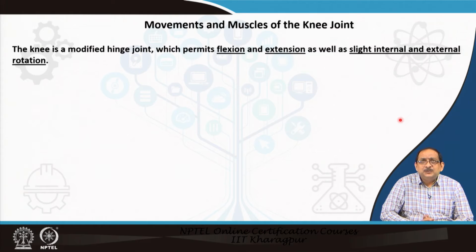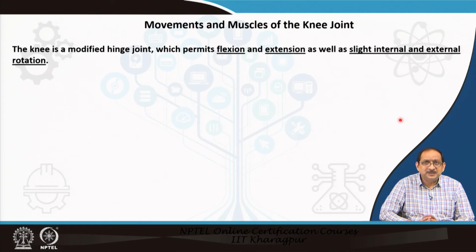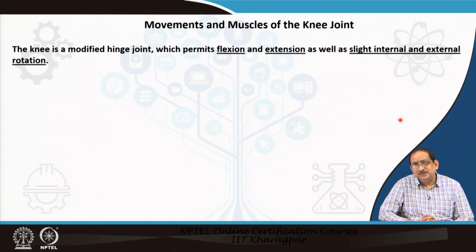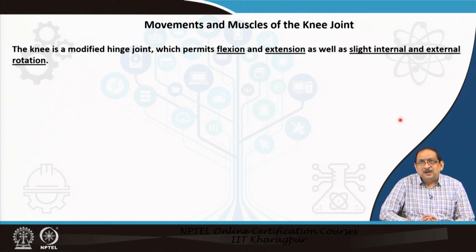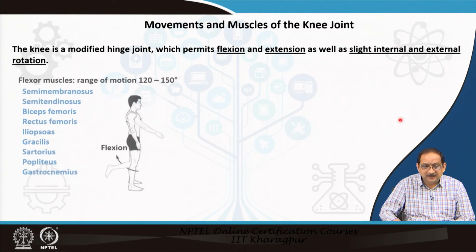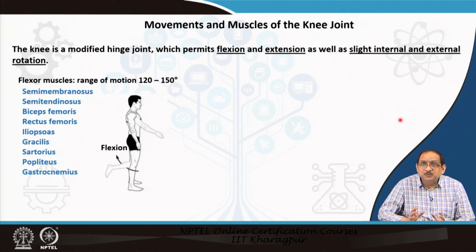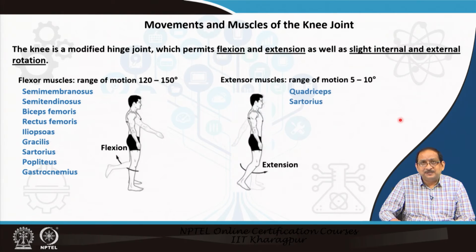Now, let us come to the movements offered by the knee joint and the muscles responsible for these individual movements. As indicated earlier, the knee is a modified hinge joint which permits primarily flexion and extension, as well as very small or slight internal and external rotation. So, the gross movement of the knee joint is flexion and extension.